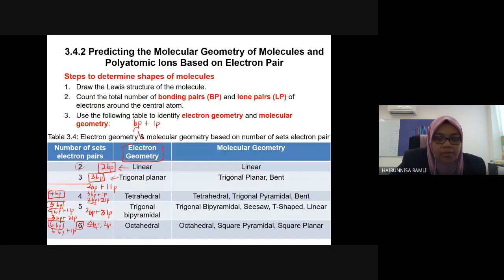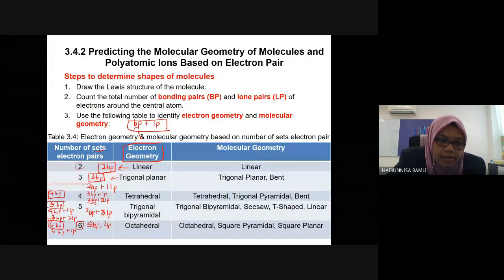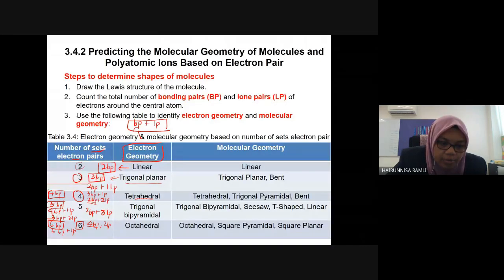Okay, kalau you pergi balik pada electron geometry tadi, I mention about this is actually combination. Both bonding pairs and lone pairs. So total dia mesti sama dengan number of sets electron pairs. So nampak 2 lah kan. Trigonal planar 3 or 2 plus 1 also 3. So that's why electron geometry dia 3 juga. So tetrahedral is referring to 4 where you have 4 ataupun 3 plus 1 or 2 plus 2. So also 4. Bentuk dia tetrahedral.